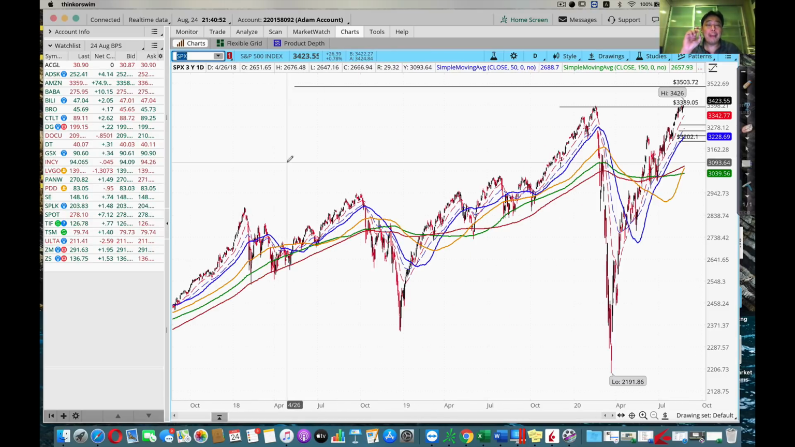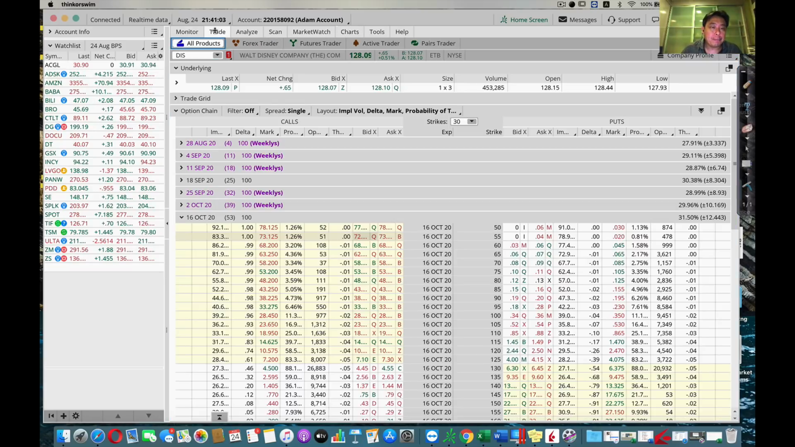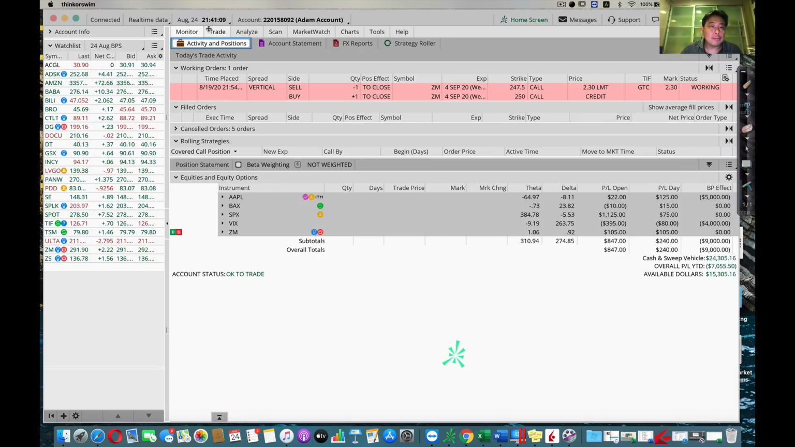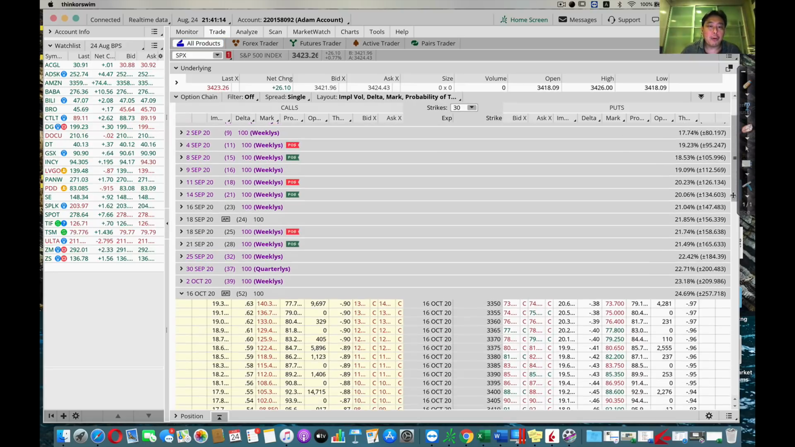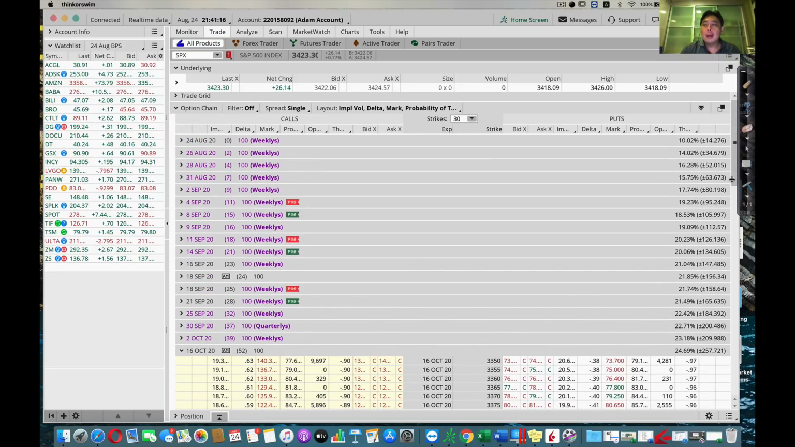Now, bear in mind that the S&P 500, you can't buy it. You can't sell it. It's an index, but you can trade options on it, right? So that's what we do. We trade options on the SPX. So I'm going to go to trade, and there we go. All right. So I'm going to select the expiration date which I'm going to trade.